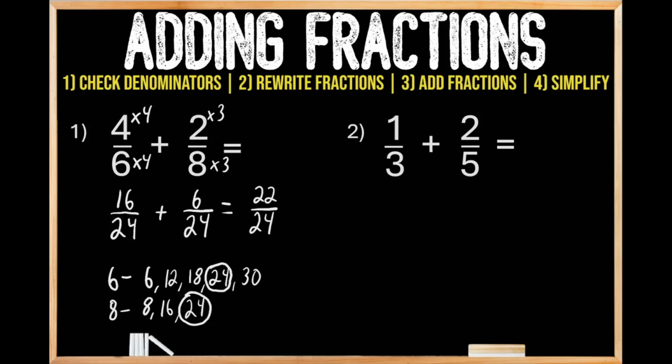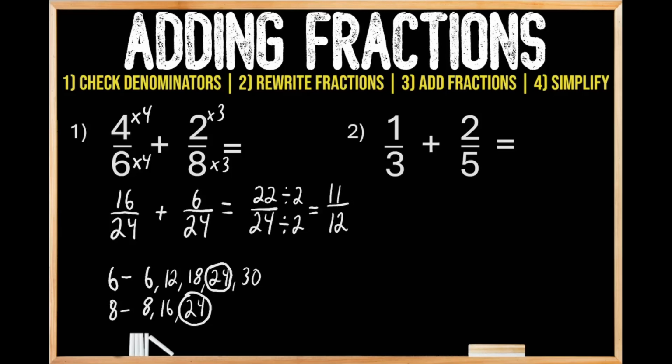And now we're going to move on to our last step, step number 4, where we're going to simplify the fraction. So here, both 22 and 24 are multiples of 2. So in order for us to simplify this fraction, we're going to divide both the denominator and the numerator by 2. For the denominator, when we divide 24 by 2, we get 12. And then for the numerator, when we divide 22 by 2, we get 11. For the simplified fraction of 11/12.